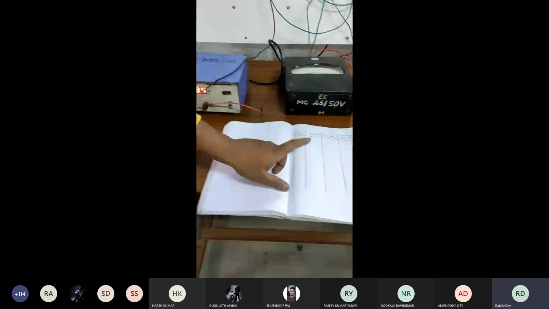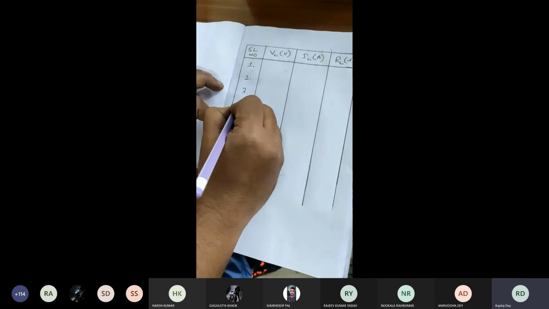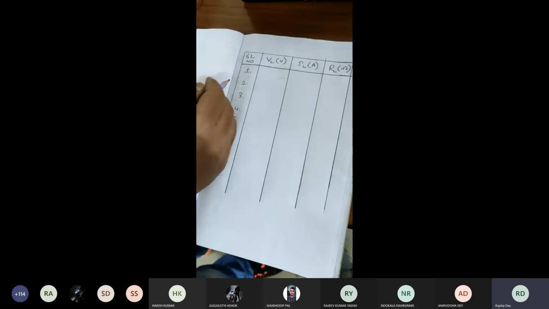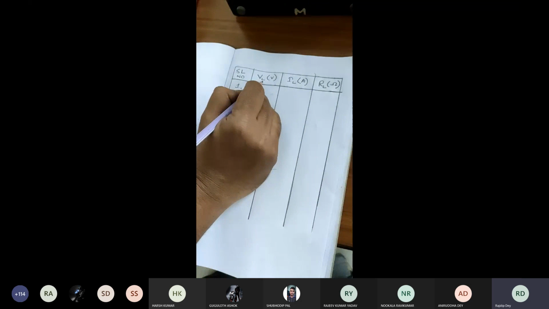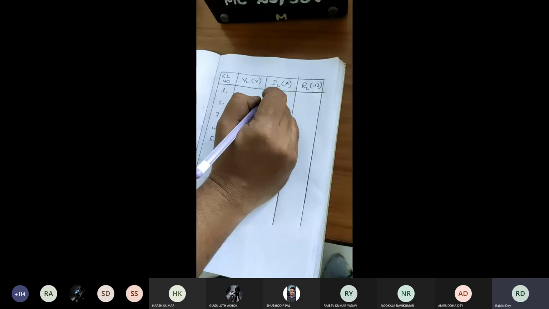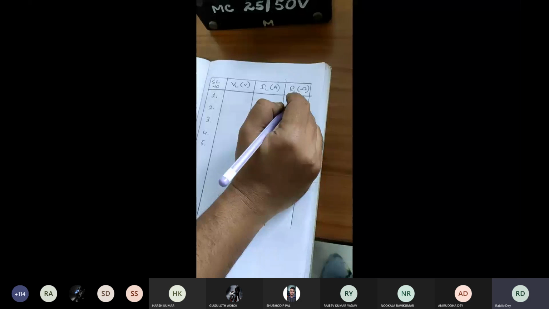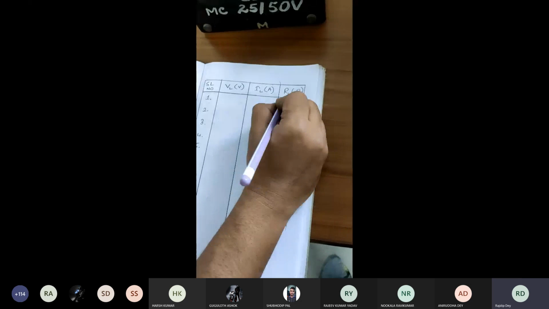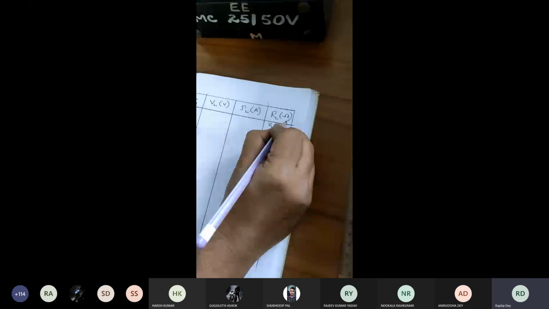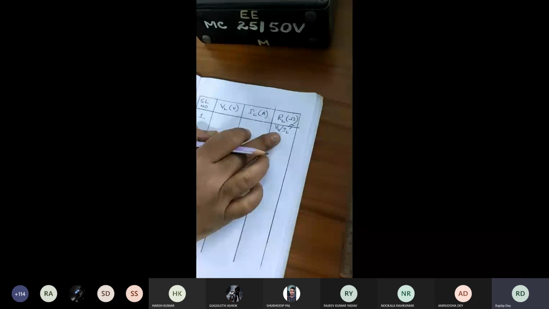Now, if we come to this table, here we can see what we have to take. Suppose 4-5 readings we will take, and for each reading we have to take load voltage, that is VL, unit is volt, load current, that is IL, unit is ampere, and the load resistance, which we need to calculate. How? We know very easily, that is VL divided by IL, that will be equal to RL. So we need to take VL and IL values, and from there we will calculate the RL.